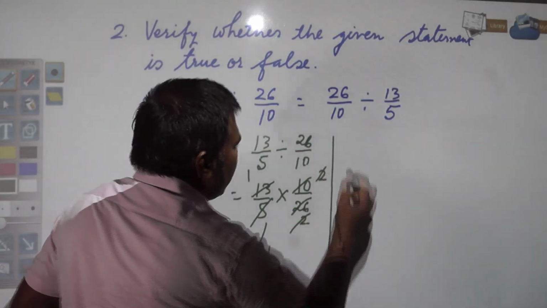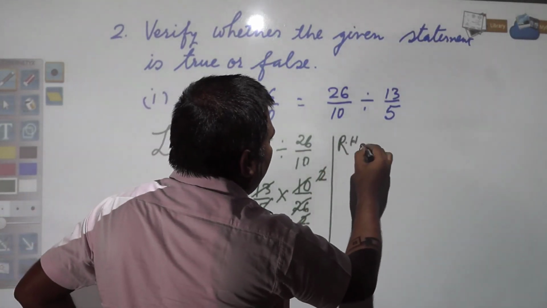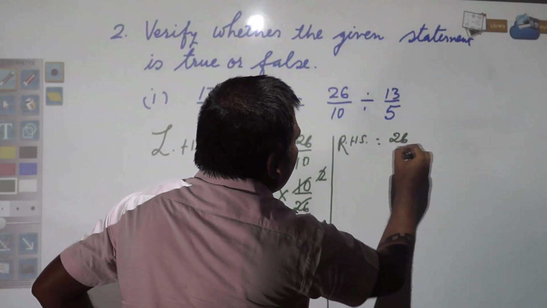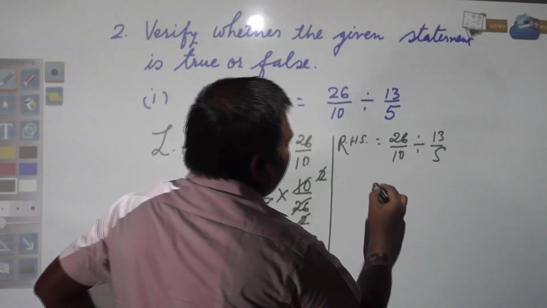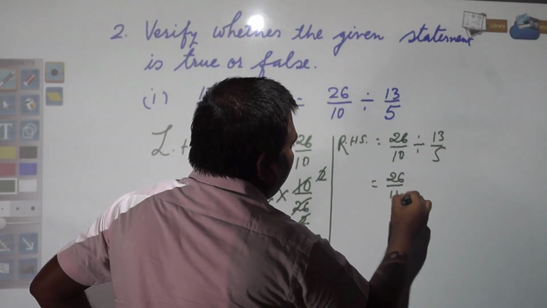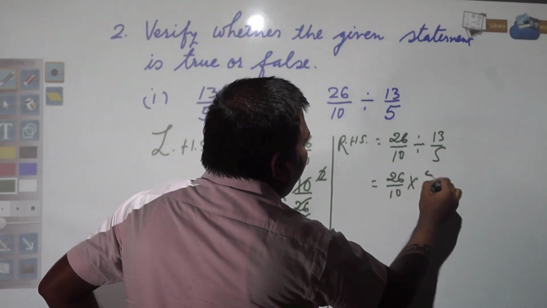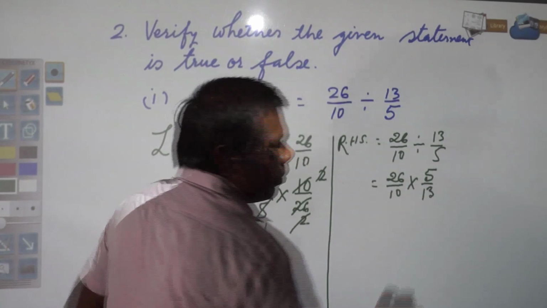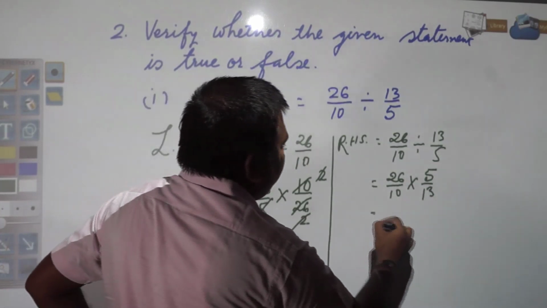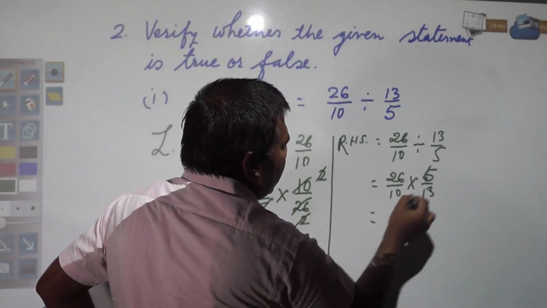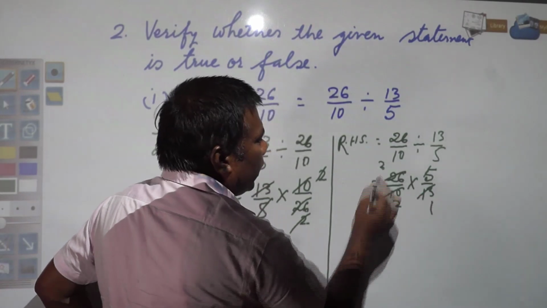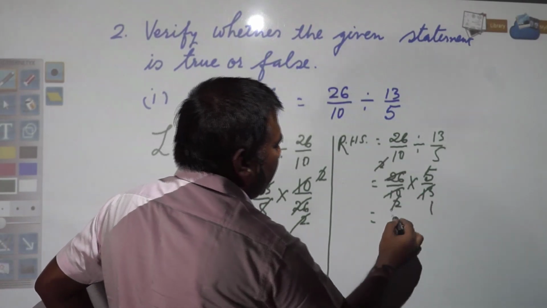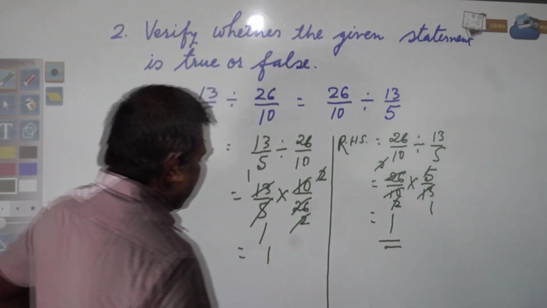In the RHS what will we get? In the RHS you have 26/10 divided by 13/5. So it will be 26/10 into 5/13. Here you see, again the same thing: 5 ones are 5, 5 twos are 10, 13 ones are 13, 13 twos are 26, 2 ones are 2, 2 ones are 2. Finally you got the answer 1.